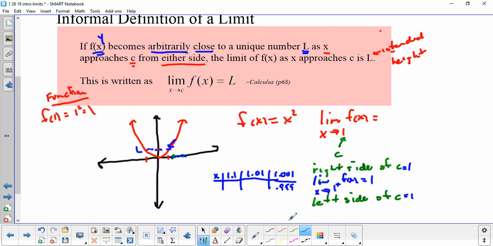We would do the same thing, but we would go to the left side as well, because for a limit to exist, we have to get arbitrarily close to a unique number L as x approaches c from either side.